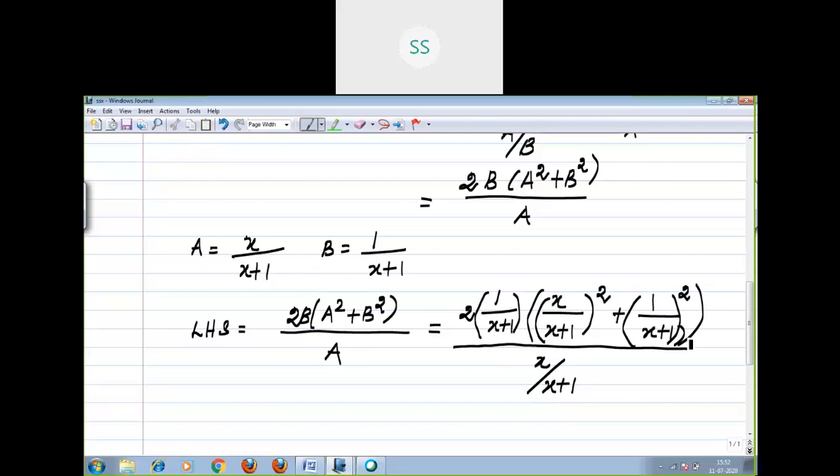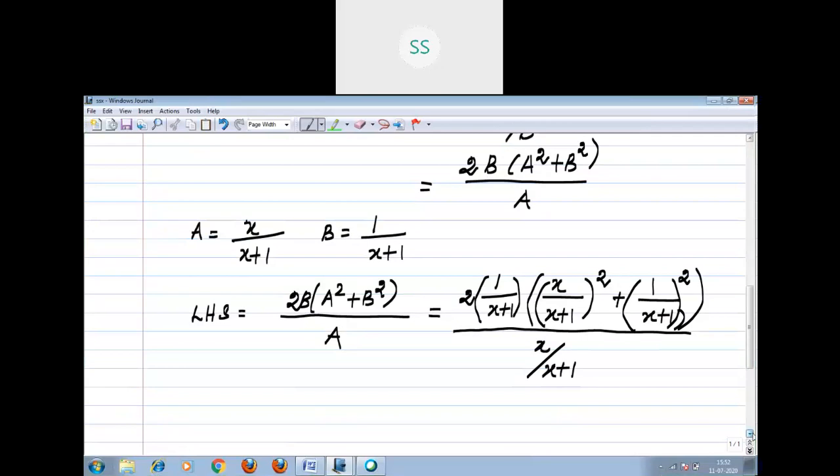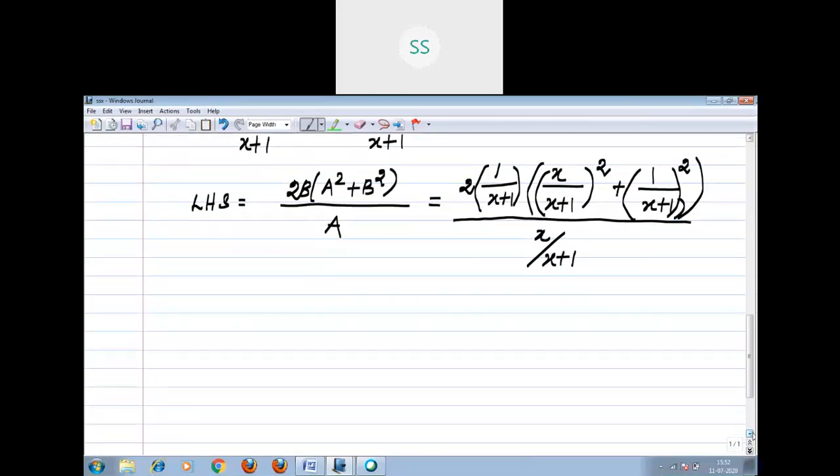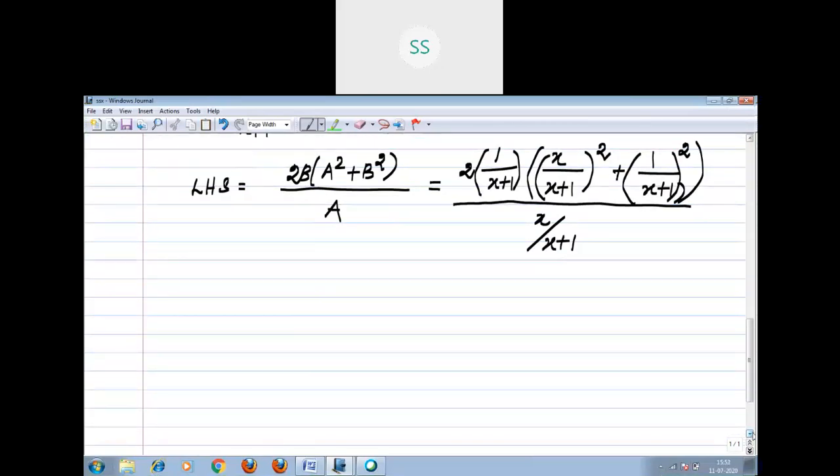See, I used the double bracket here in the numerator, right? a square plus b square. Now we are going to simplify, right? See, in the numerator you have a fraction, that is 2 into 1 by x plus 1. That x plus 1 will come to the denominator, right? Or you can directly cancel, right? I am going to explain how. Listen carefully, children.